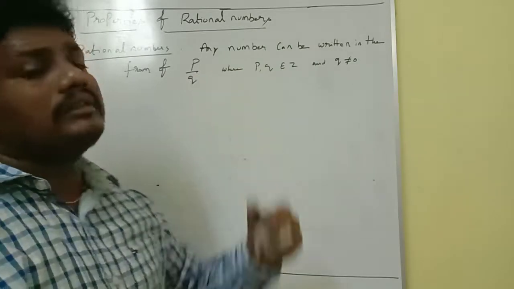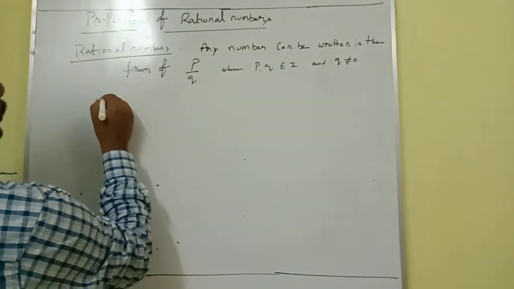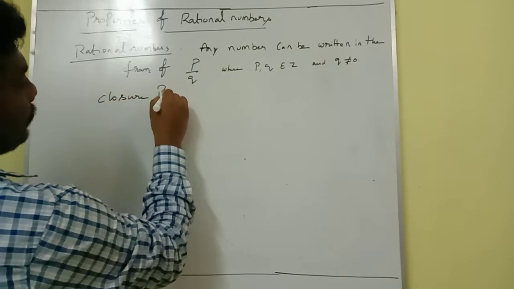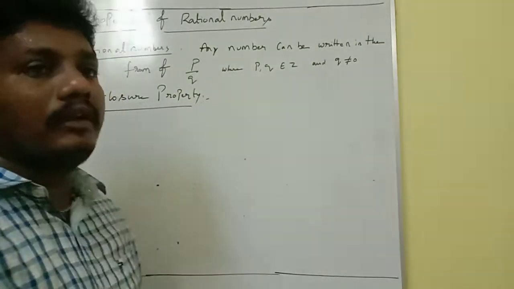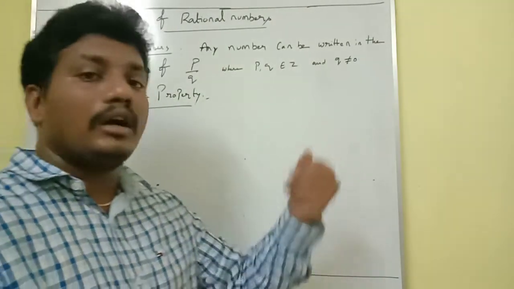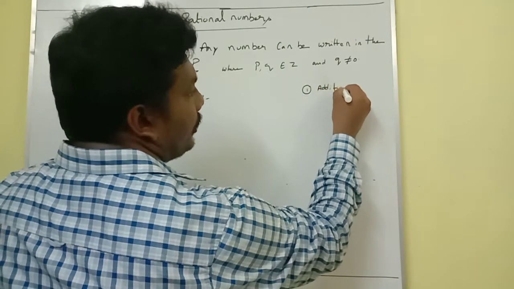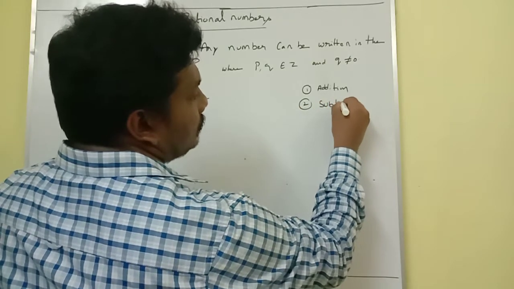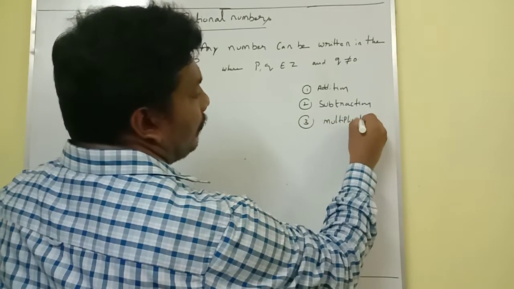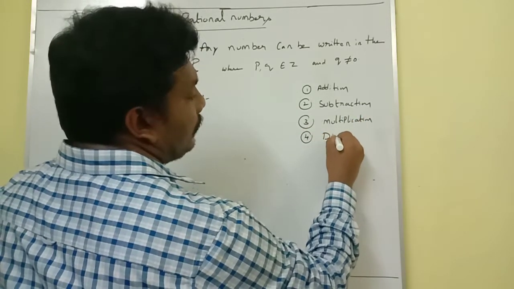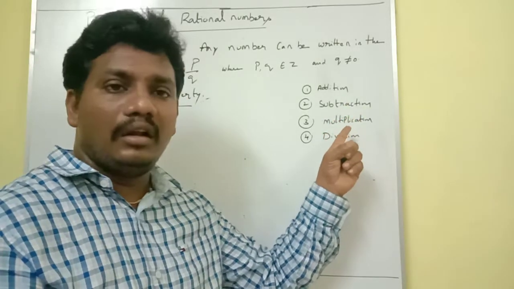So what are the properties of rational numbers? We mainly have four properties. The first one is closure property. What is a closure property? For this closure property, we are going to verify the four arithmetic operations. We know we have four arithmetic operations mainly. The first one is addition, the second one is subtraction, the third one is multiplication, and the fourth one is division.